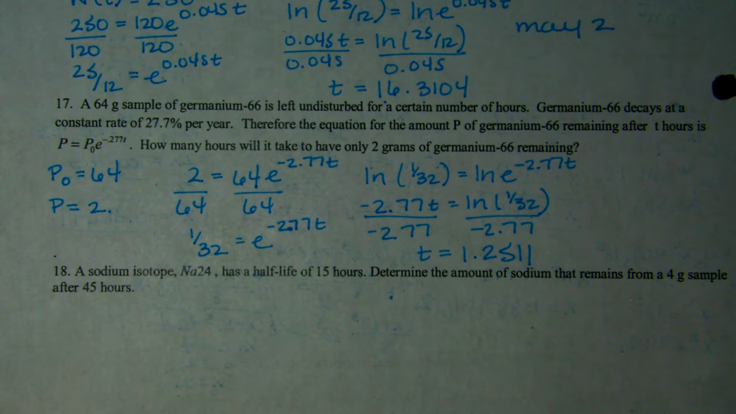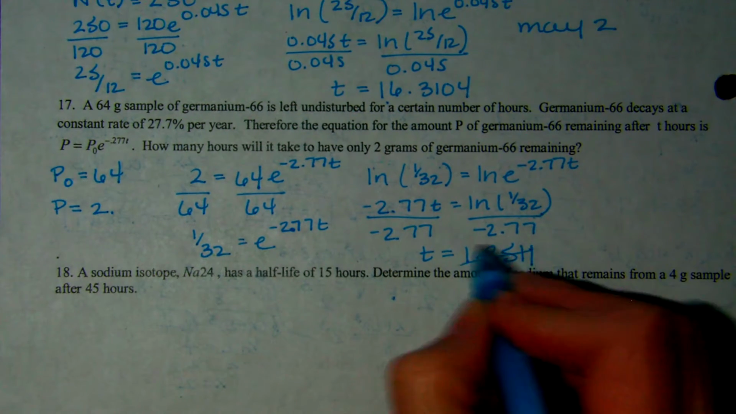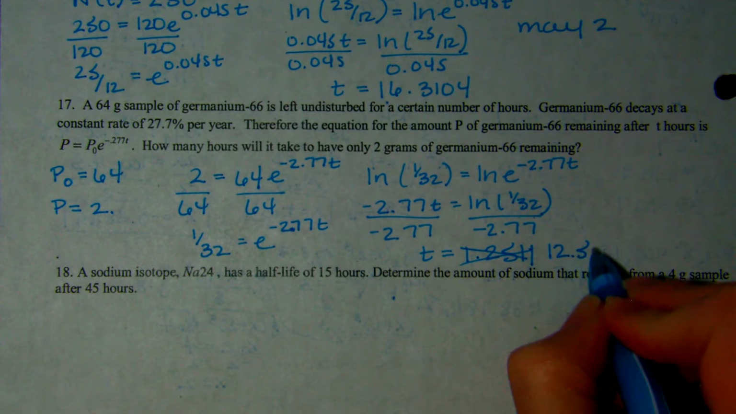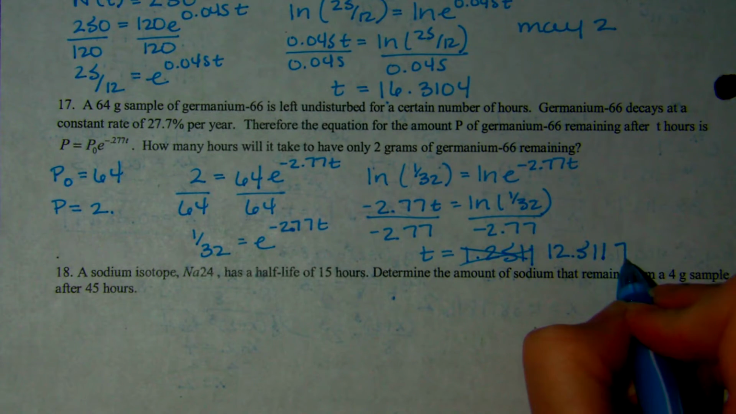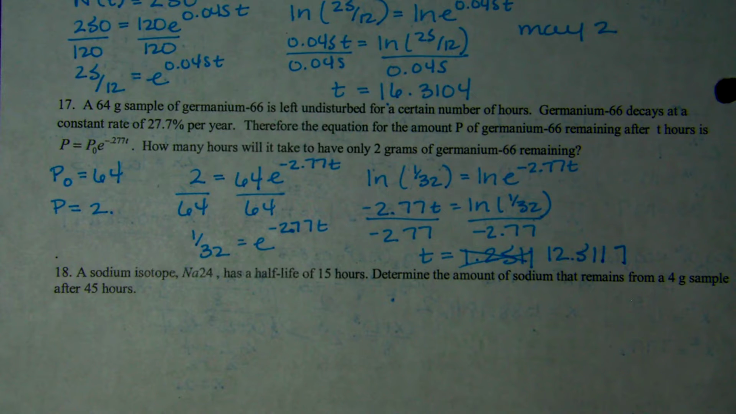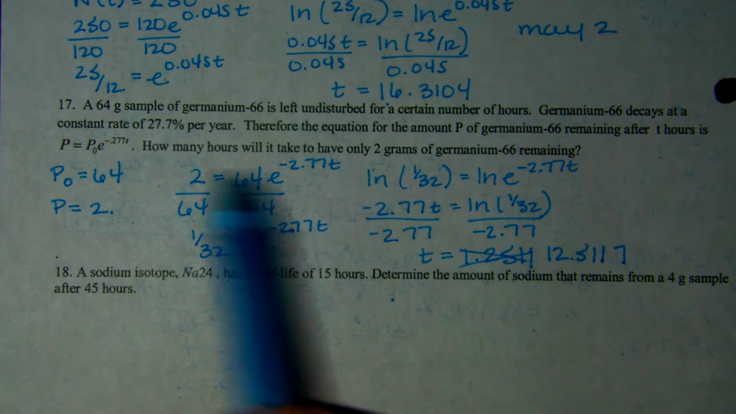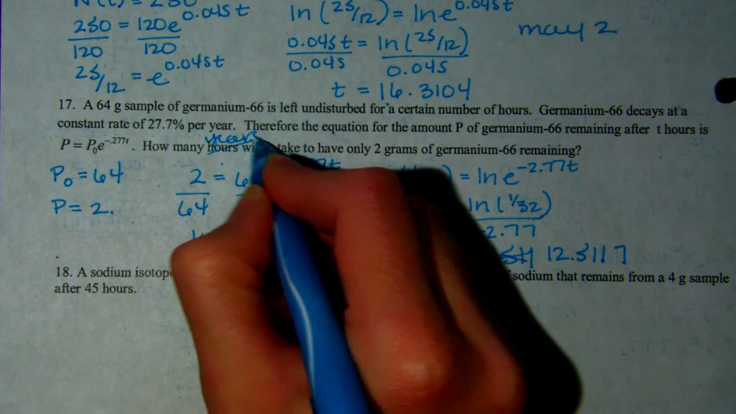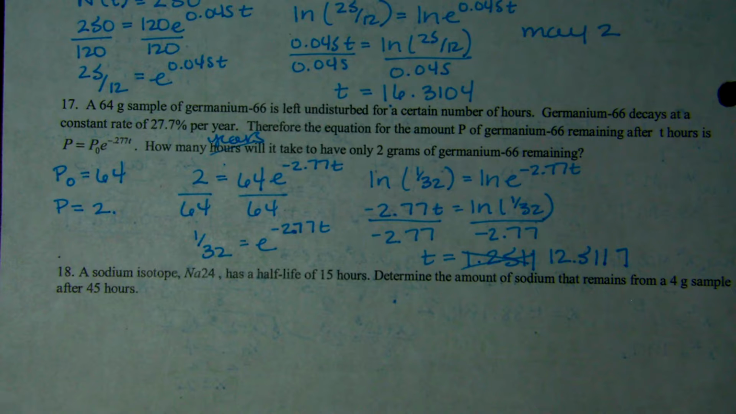What did we get if we did 0.277? Yeah, 12.51. Okay. Well, yeah, because it's just one decimal place over. 5117. Okay, but we're still talking about per year, and it asks for hours, and we're just going to say it's asking for years, because we're not going to do a useless conversion like that.